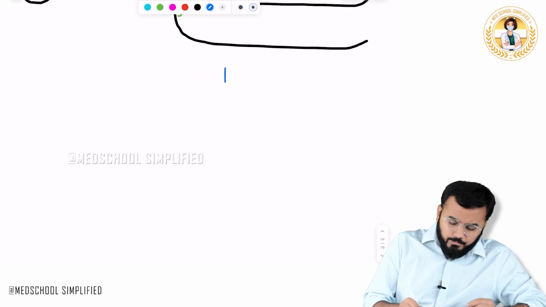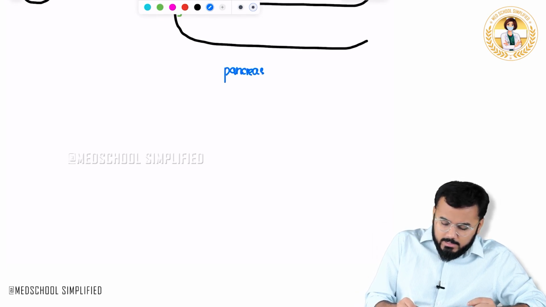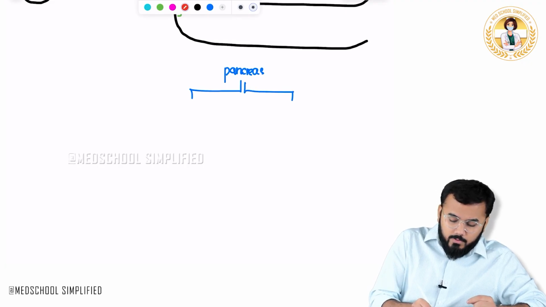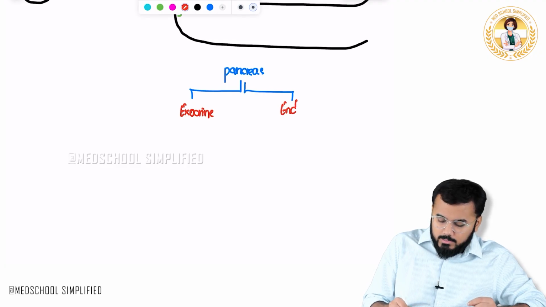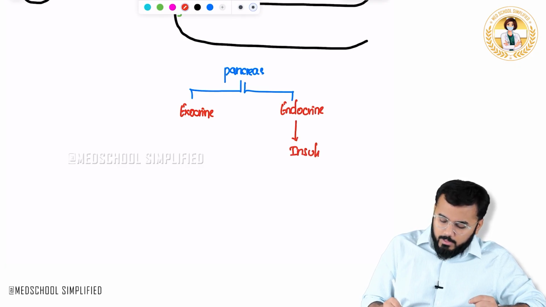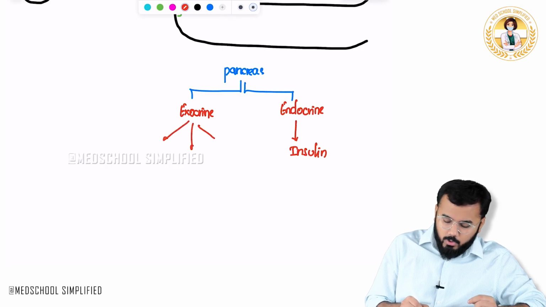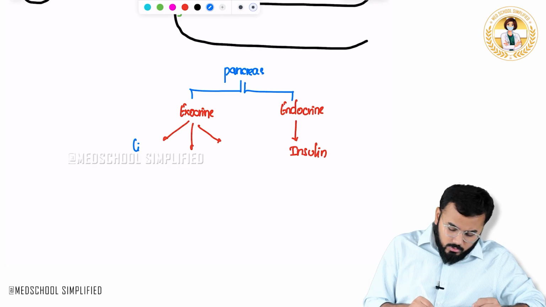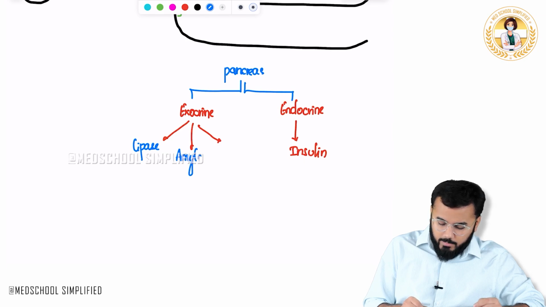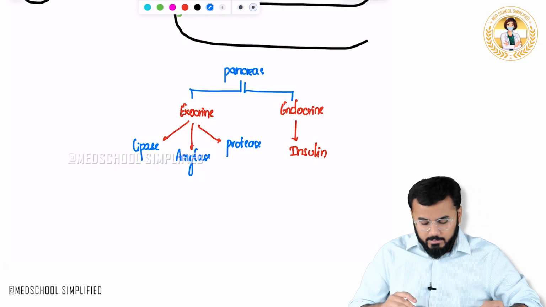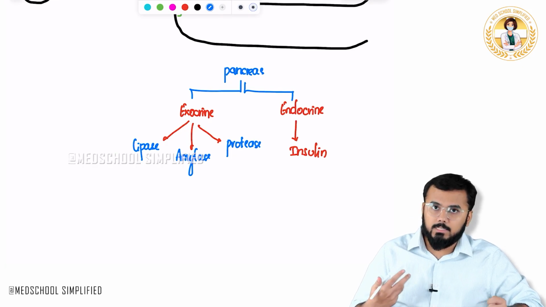So overall, your pancreas has got two important functions. What are those two important functions? One is called exocrine activity, another one is called endocrine activity. Okay, endocrine activity is the release of insulin. Exocrine activity is the release of three important enzymes. Sorry, not hormones, these are enzymes. Lipase, another one is called amylase, and the next one is called protease. What does lipase do? It digests the lipids. Amylase digests the carbohydrates, and protease digests the proteins.